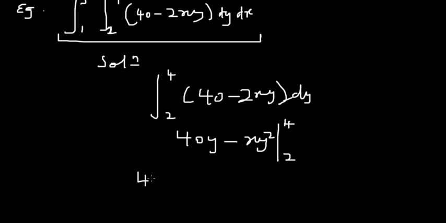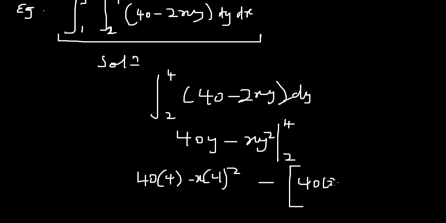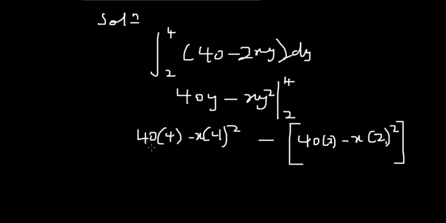So we have 40 multiplying 4 minus x multiplying 4 squared, and then you subtract that from 40 multiplying 2, minus x times 2 exponent 2. Now let's proceed from here. So from here we have 40 by 4, that's 160, and then minus 4 exponent 2, that's 16x, minus 40 times 2, that's 80. Then we have 4x.